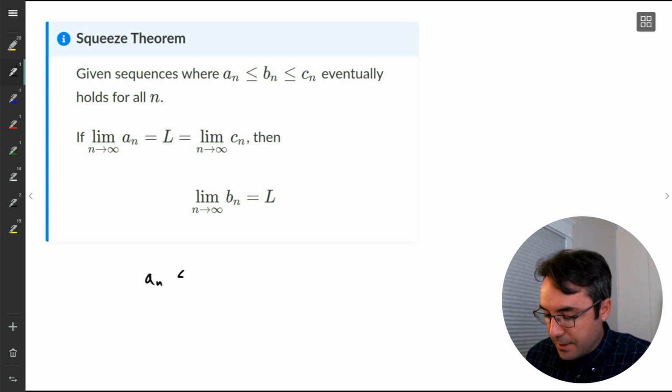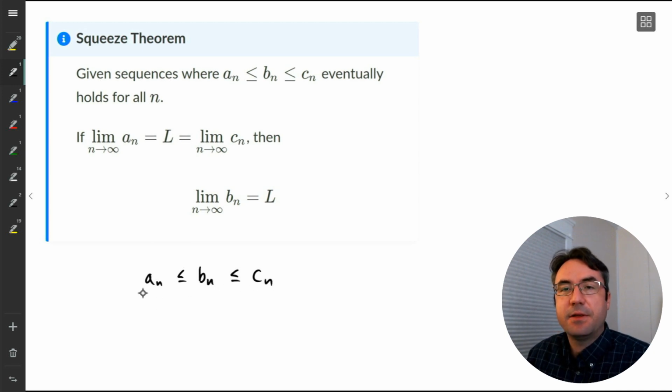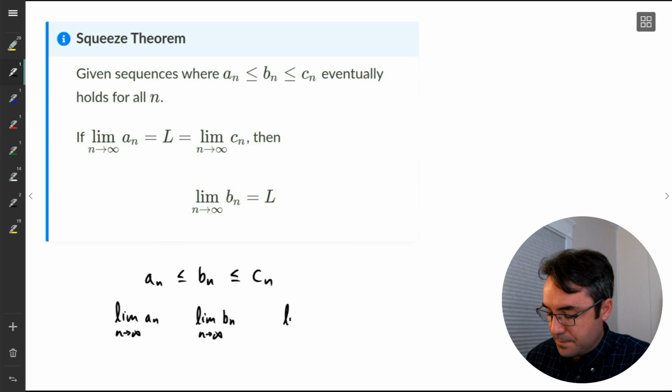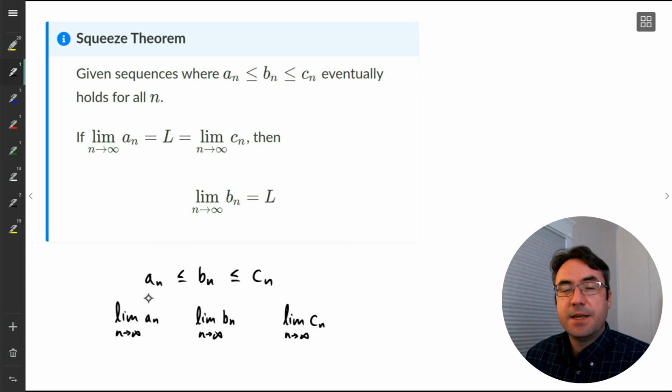If you start with your inequality and just apply the limit to all three sides of that inequality. So let's apply the limit on the left. Let's apply the limit on the middle. And the limit on the right side. And the nice thing with limits is, we know this inequality is true, and if these limits exist, then the inequality must also hold for those limits.